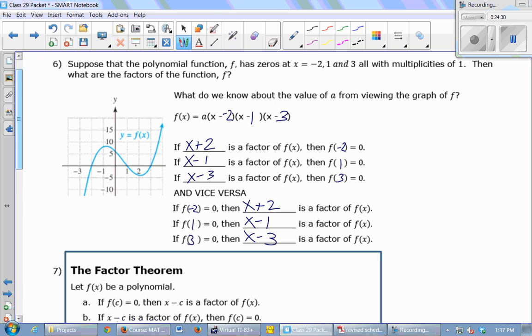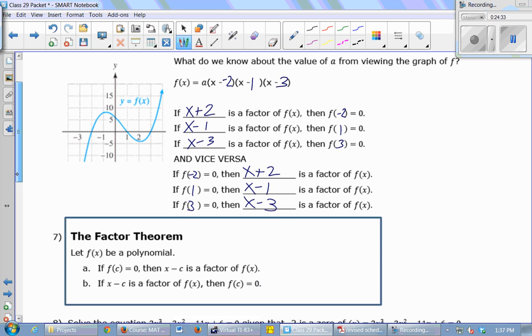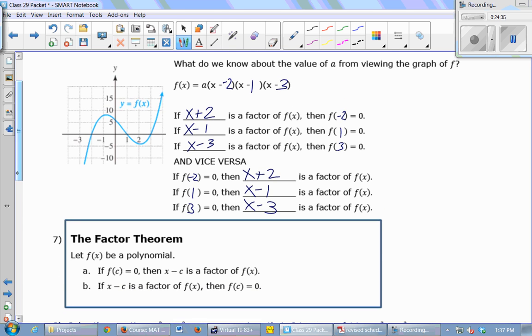So this is something called the factor theorem. And we've been building up to it and using it for the past several classes. But here it is officially. It says if f of c equals 0, that is c is a 0 of the function, x minus c is a factor. And if x minus c is a factor, then f of c equals 0.